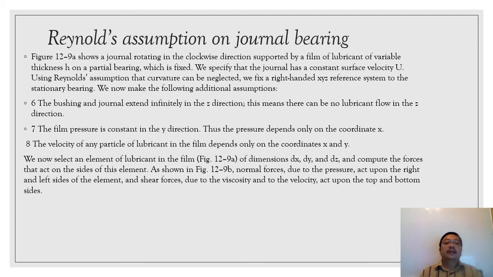Okay, film pressure is constant in the y direction, and thus the pressure depends only on coordinate x, meaning that the film pressure, this is the x y coordinate. Okay, constant. This is the film pressure constant. Velocity of any particle depends only on coordinates x and y. Okay, no coordinate z. We just imagine this as an xy axis, just to make an equation, we just assume it is an xy axis.